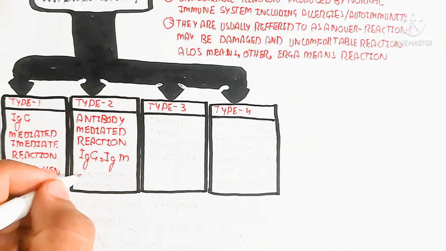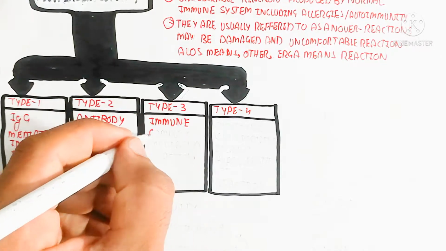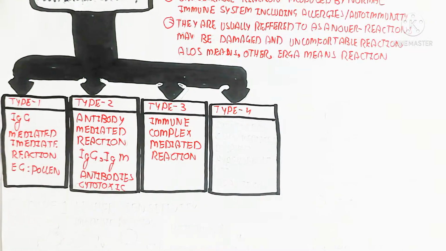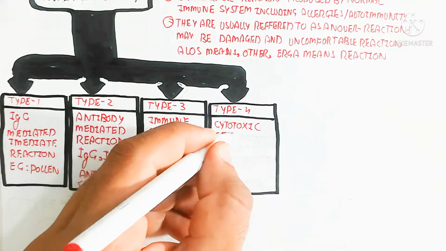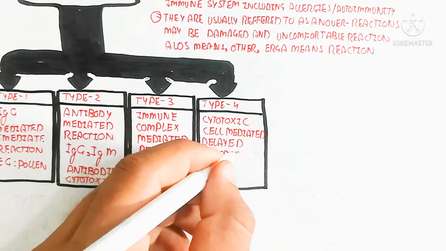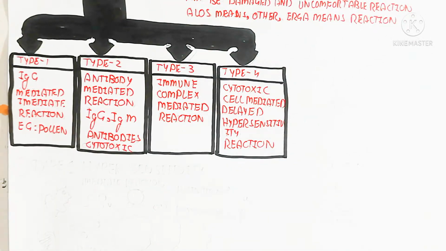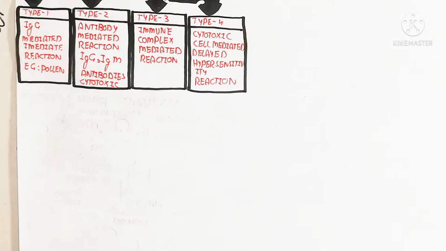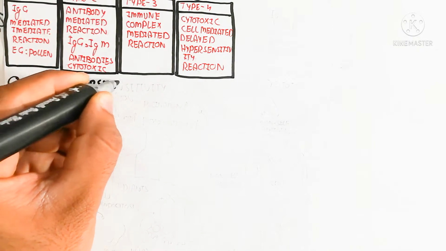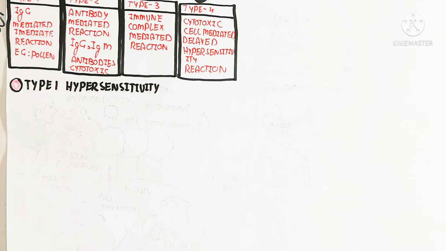While type 2 is an antibody mediated reaction, with IgG and IgM involved in this process, and the antibodies are cytotoxic and non-cytotoxic. Type 3 is an immune complex mediated reaction, while type 4 is a cytotoxic cell mediated delayed hypersensitivity reaction. So two types we will discuss in this video, while the other two types we will discuss in the next video I will make, and I will give the link in the description below.